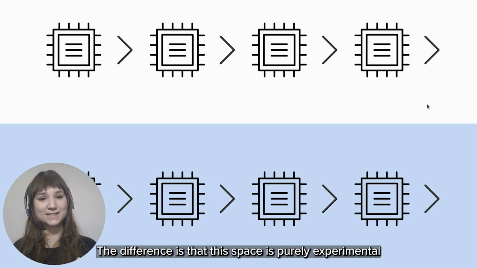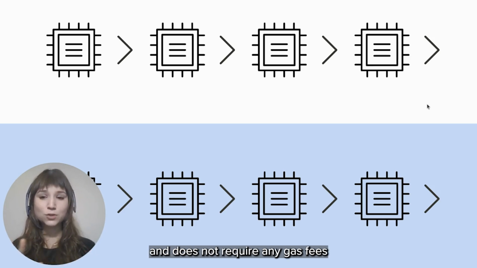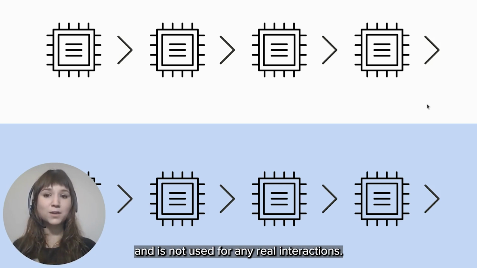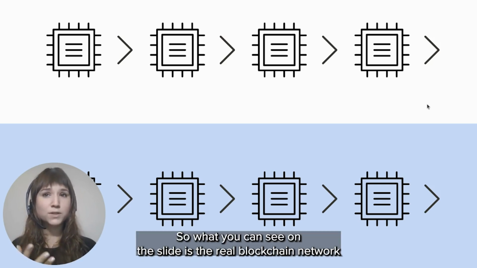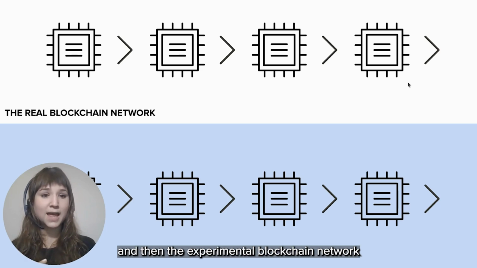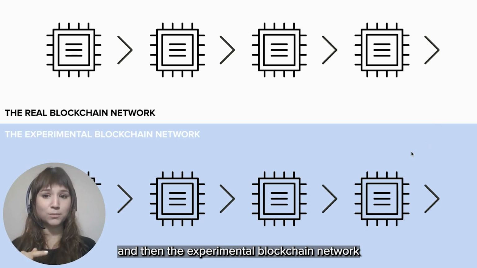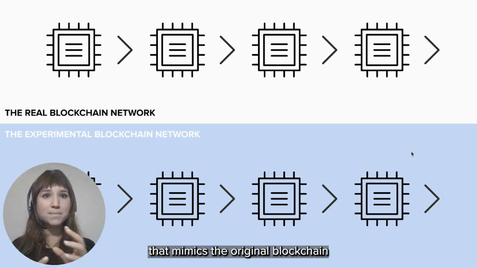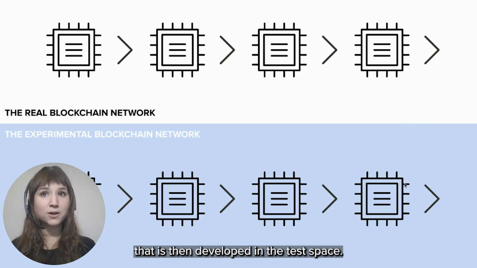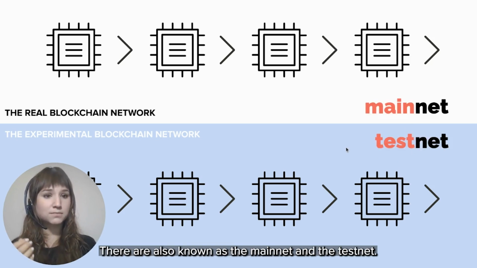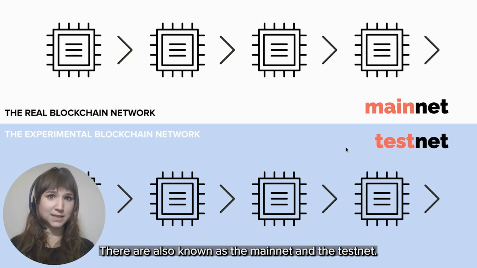The difference is that this space is purely experimental, does not require any gas fees, and is not used for any real interactions. So what you can see on this slide is the real blockchain network and then the experimental blockchain network that mimics the original blockchain and is developed in the test space. They are also known as the mainnet and the testnet.